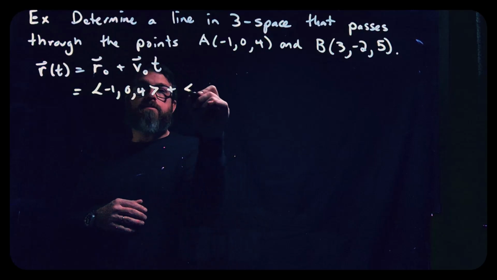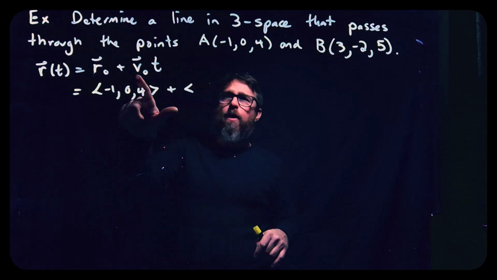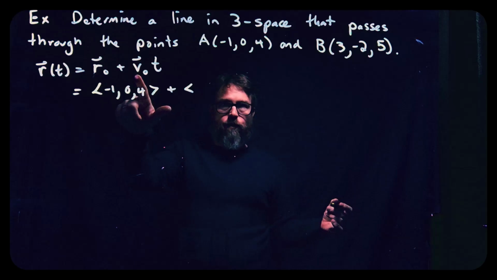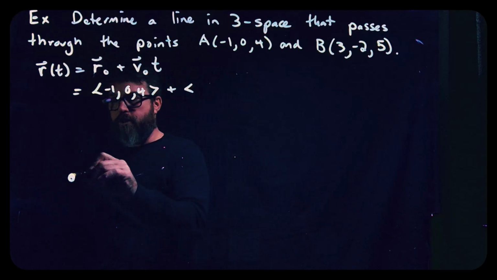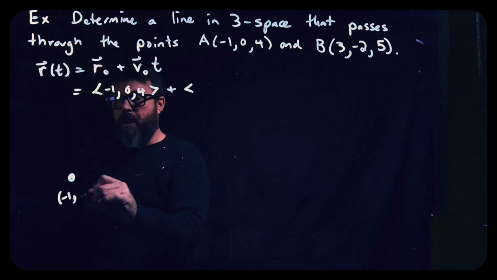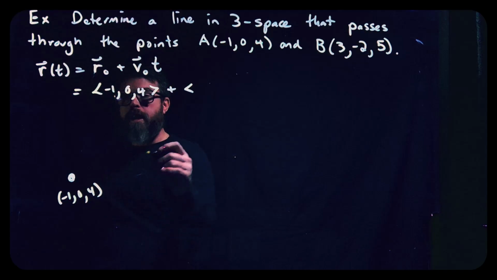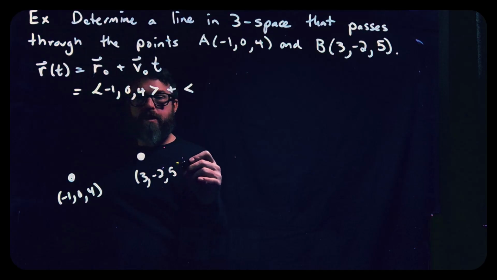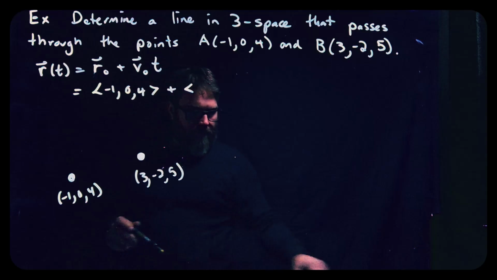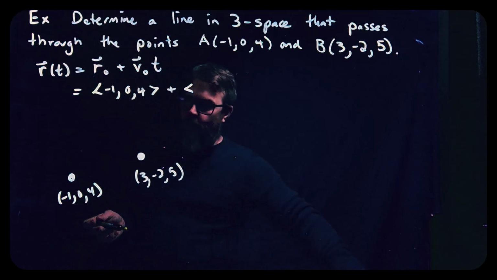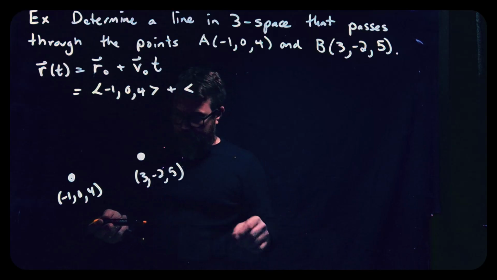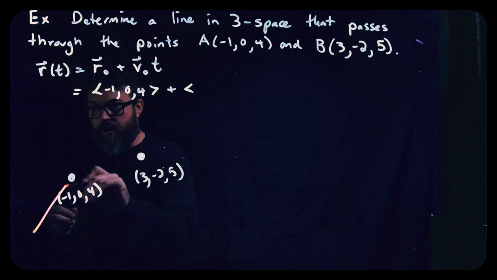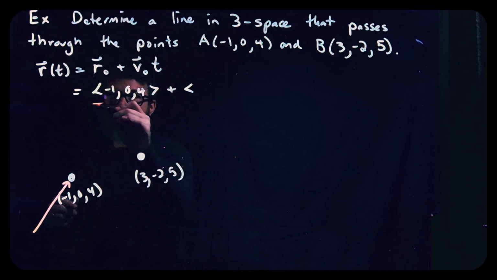Now plus, in order to find v naught, I'm going to need to know the direction from A to B. So I have 2 points. I have the point -1, 0, 4. And then let's say, just for 2D sake, we'll say this is 3, -2, 5. I'll draw the scale, vector orientation. So what I already know is my first vector goes from the origin to this point. So that's this piece right here.